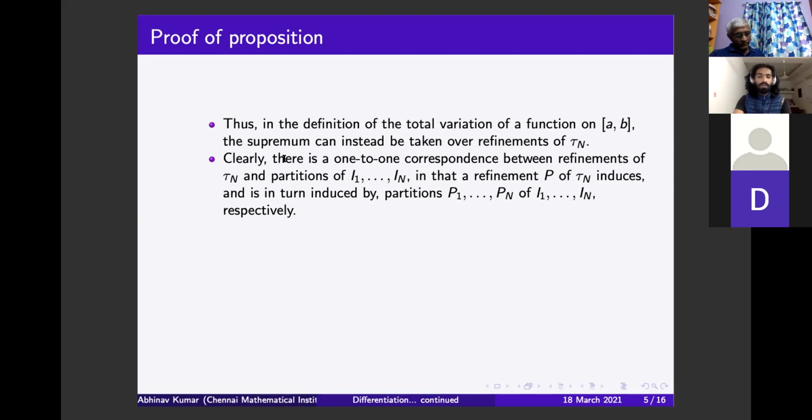Okay, so clearly there is a one-to-one correspondence between refinements of tau n and partitions of the intervals determined by tau n. So these are simply those. A refinement of tau n induces and is in turn induced by partitions P1 to Pn of I1 to In respectively. That is just obvious. If you take any refinement of tau n, then that naturally gives us this, so I don't think we need to bother with justifying this.